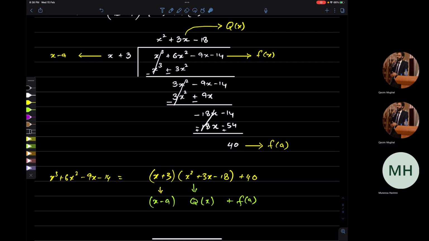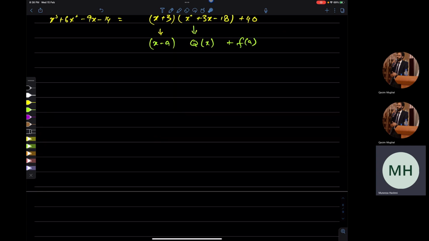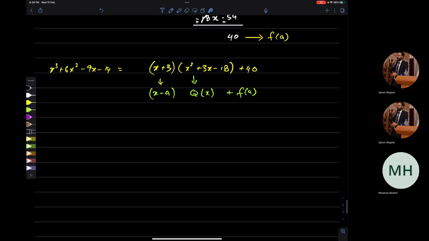If you remember the polynomial division, that is why I brought down this example. Now, x minus a times q of x plus f of a. That's it. I think this is what you need to remember.